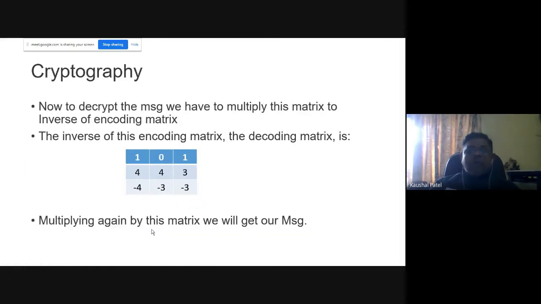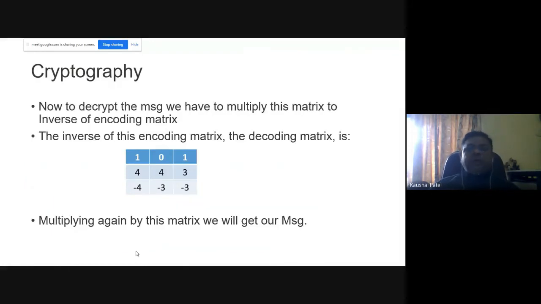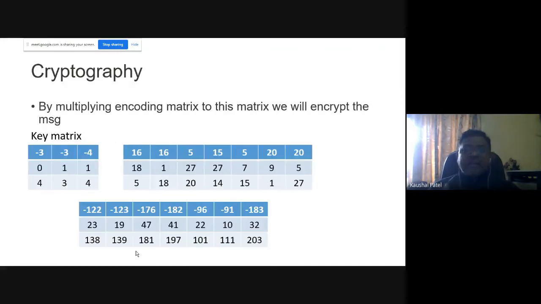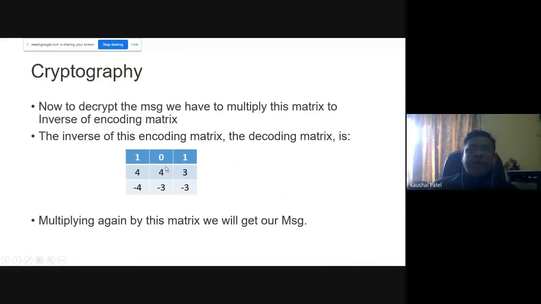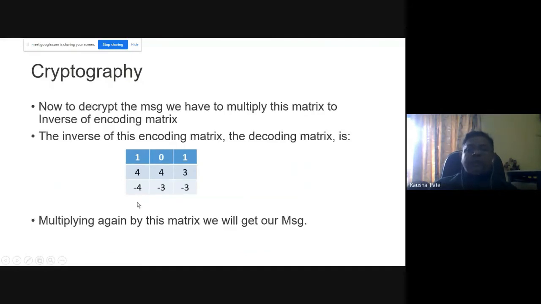Now, you have to send this message to the end user, the other user. To decrypt the message, we have to multiply this matrix by the inverse of the encoding matrix. So how can we decrypt? Here the encrypted matrix is this one. We find the inverse matrix of this and multiply with the resultant matrix. So we take the inverse matrix and again multiply by this one, and then it definitely comes back to the original form. The inverse of the encoding matrix is the decoding matrix, and it is given by this one. We multiply again by the resultant matrix, and we achieve the results.